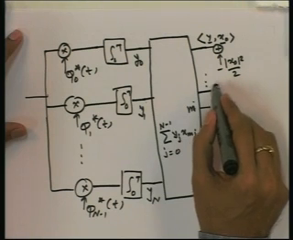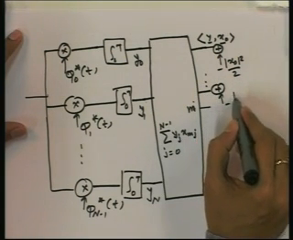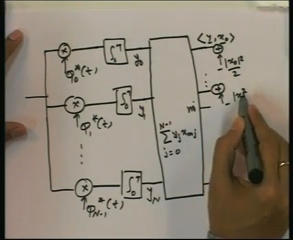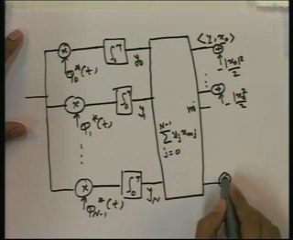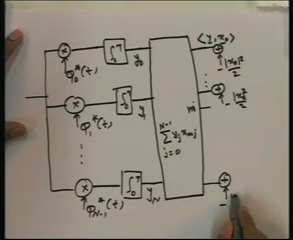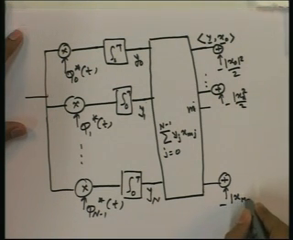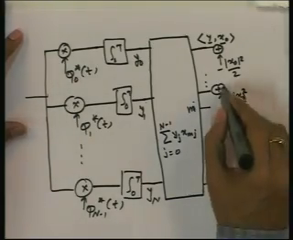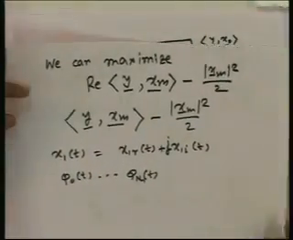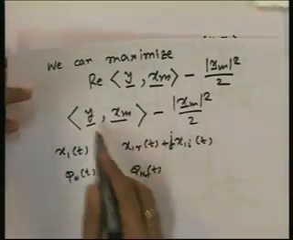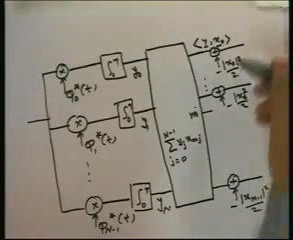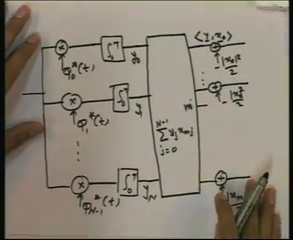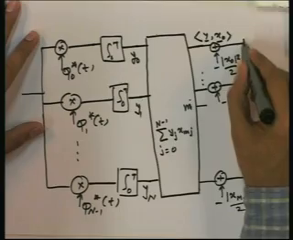Second, we want to add minus |x_1|^2 by 2. And the last one, we want to add minus |x_{M-1}|^2 by 2. And then these are our results here. So, we have computed these terms for different m, and then we want to pick the one which is maximum.